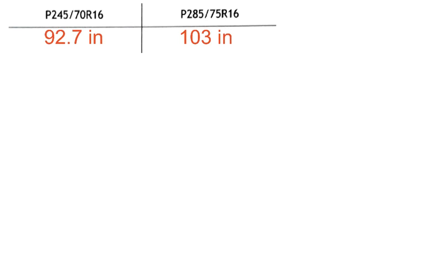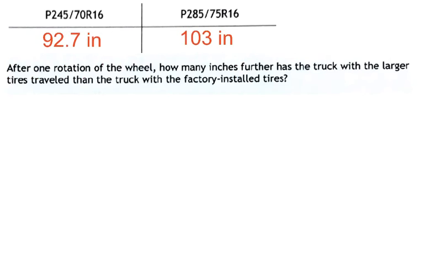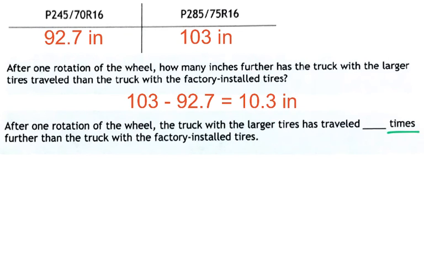So we're going to use this information to answer a couple questions. After 1 rotation of the wheel, how many inches further has the truck with the larger tires traveled than the truck with the factory installed? Well, further here indicates that we're going to probably subtract. So 103 minus 92.7 is going to equal 10.3 inches.